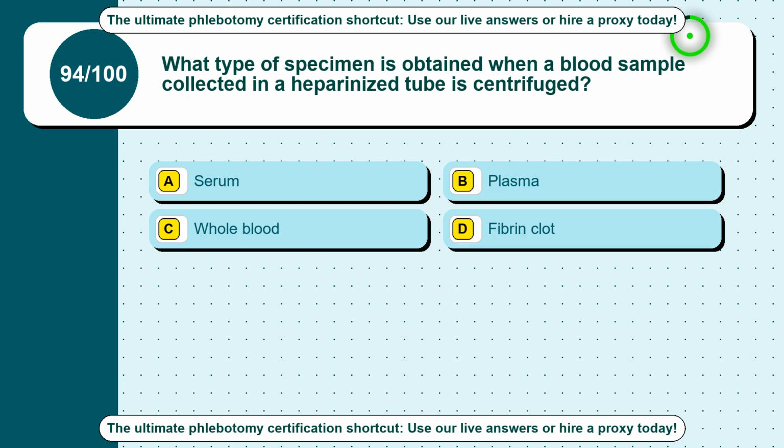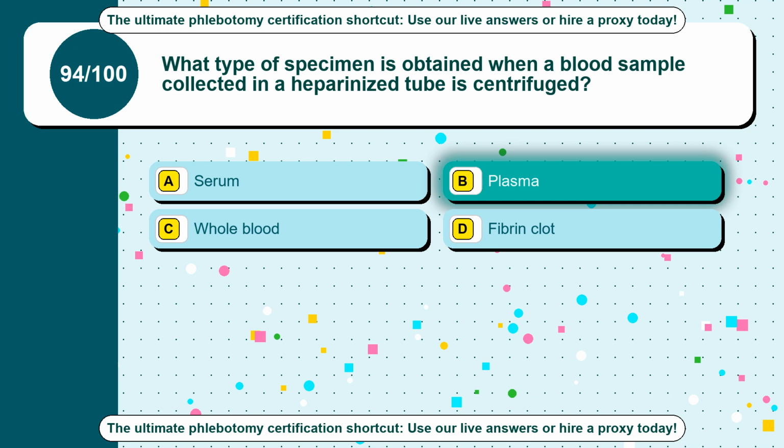Question 94. What type of specimen is obtained when a blood sample collected in a heparinized tube is centrifuged? Option A. Serum. Option B. Plasma. Option C. Whole blood. Option D. Fibrin clot. The correct answer is option B.